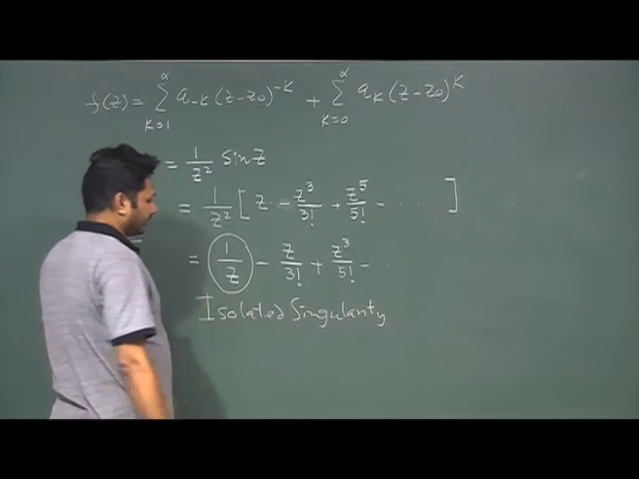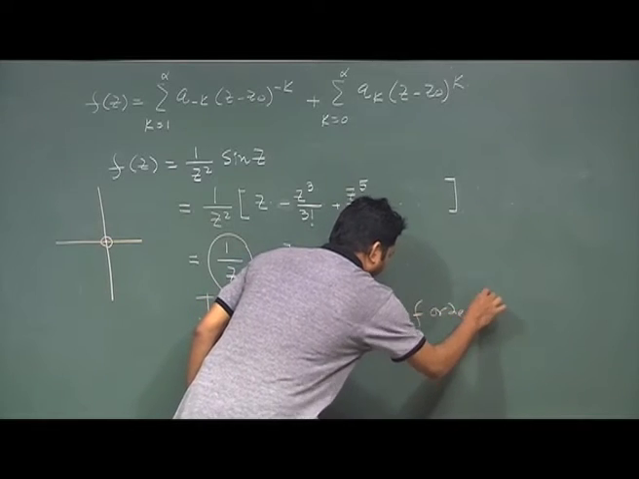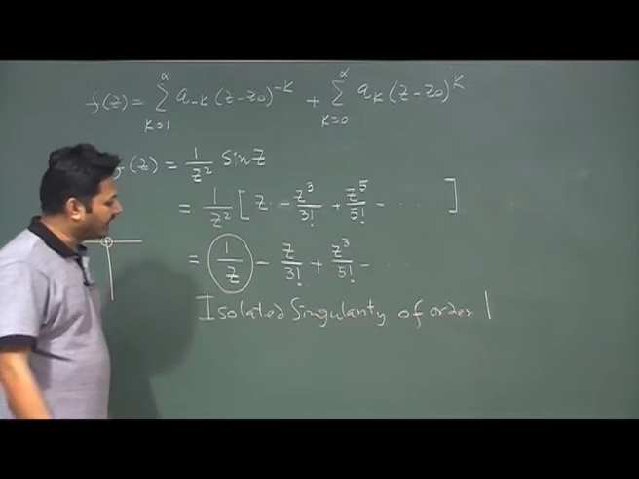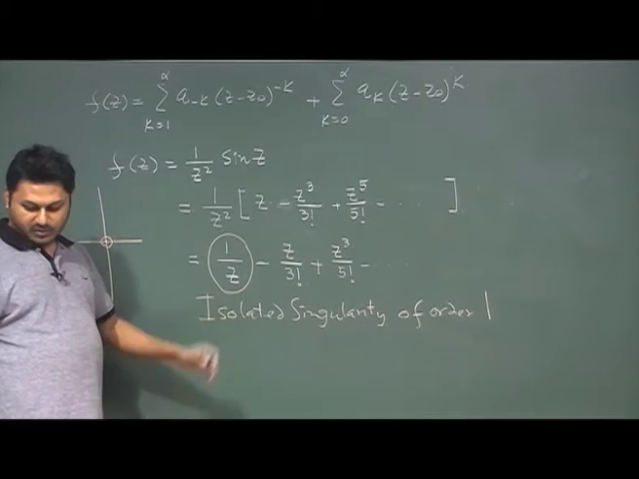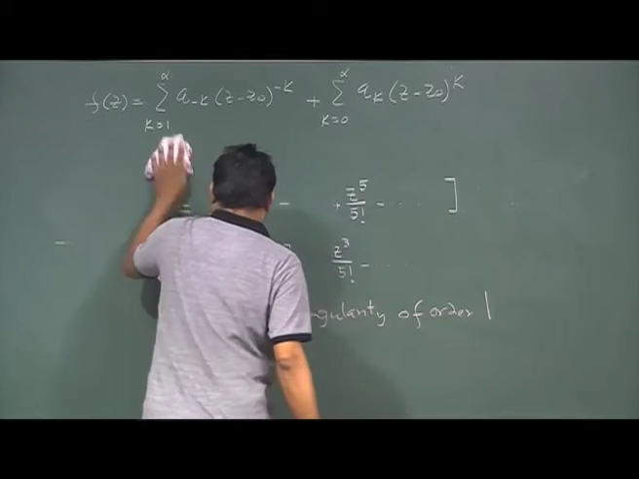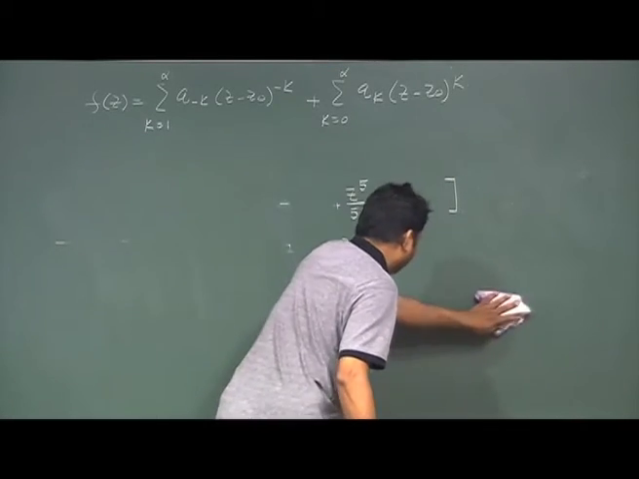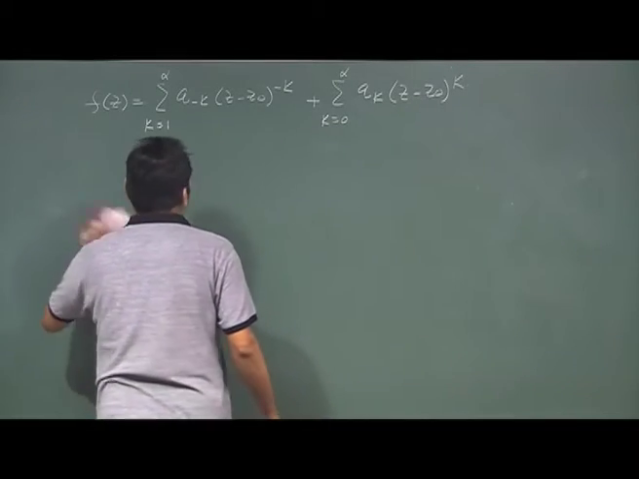The order is 1, n is 1. So, we have an isolated singularity here of order 1. Okay. So, now we will have some singularity which may not have order 1, but greater than that.